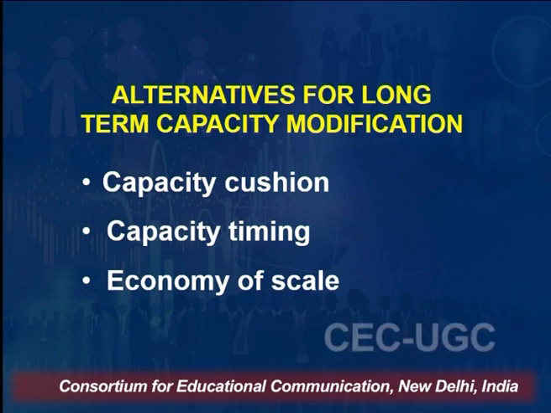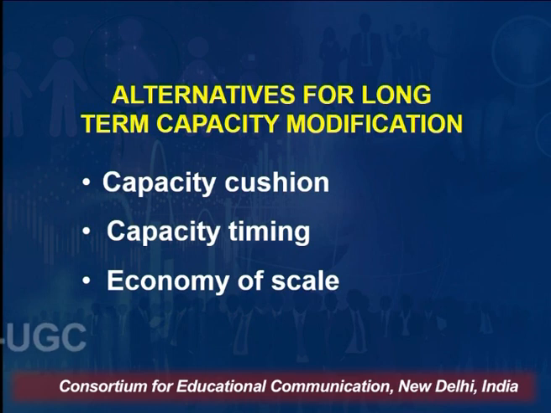So what is capacity cushioning? Capacity cushioning is that you take up extra capacity in your plant so that in case of any volatility, any fluctuation or variability of demand in the market, you are able to meet that demand, because at any point of time you have some excess capacity with you.